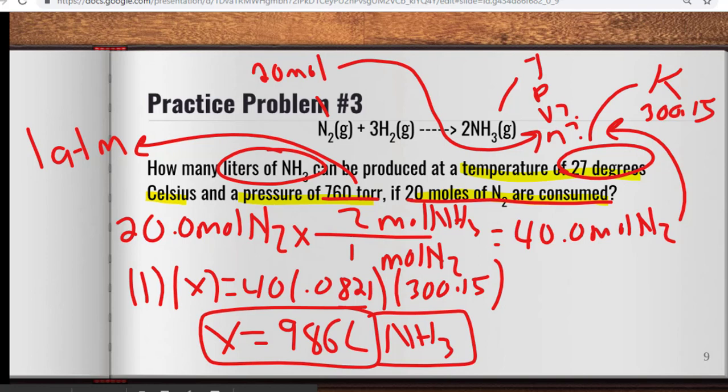So as you can see here, we'll do some more practice problems with this. This is a bit complex, but again, look at what's given. Look at where you need to go. Think about where you should start, because you're going to have to do some part of stoichiometry and some part of gas law in all of these problems.